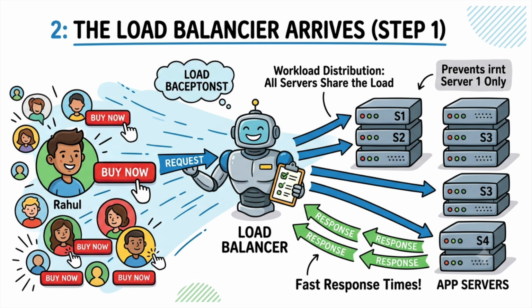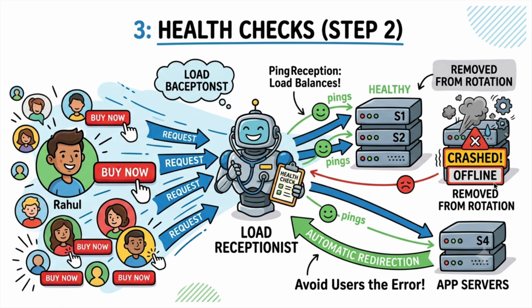Suppose there are four servers. Instead of sending every customer to server 1, it distributes traffic across the four servers. Now, all four servers share the workload. No single server gets overloaded. So, here's the interesting part. What if one of these servers crashes right now? Let's say my server 3 crashes. Does Rahul see an error?